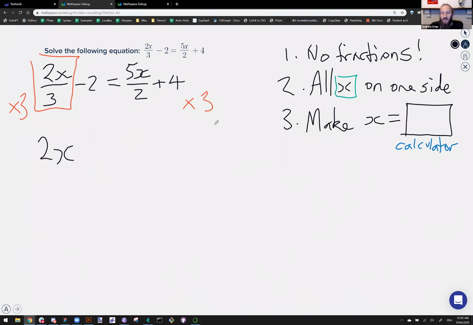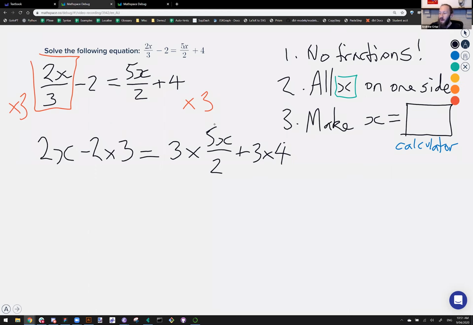Now we've got a minus 2, but it also needs to get multiplied by 3. Minus 2 times 3 equals. Over on this side, we're going to have to multiply everything here by 3. So 3 times 5x on 2 plus 3 times 4.